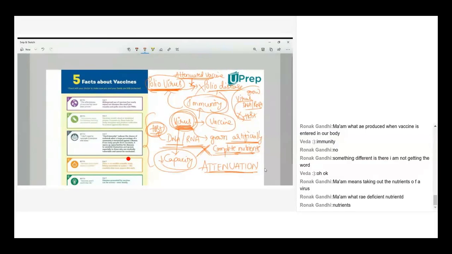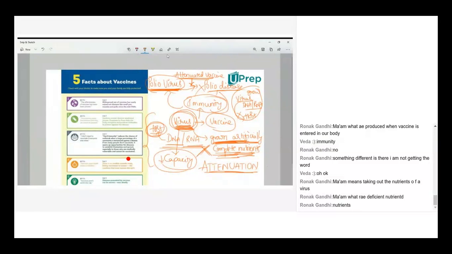So in this whole process, artificially we are growing the virus, and in this growth medium, we are not providing the complete nutrients for the growth of the virus. We are making it nutrient deficient. Because of the deficiency of food, what happens? A person becomes weak, isn't it? The same concept applies here for the virus also. What will happen to the virus? It will get weakened. That's what is called attenuation. You are weakening the capacity of the virus to infect. Got it, Ronak? Yes, ma'am.